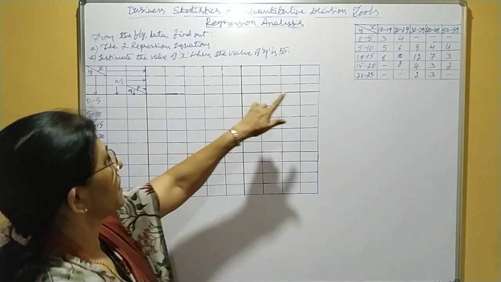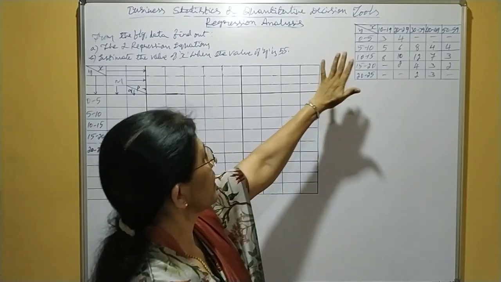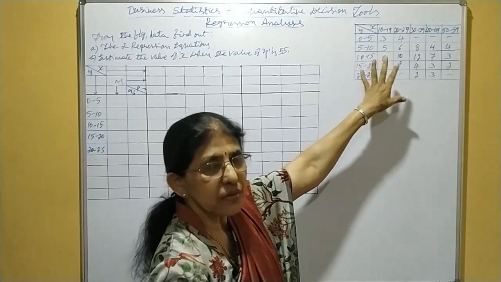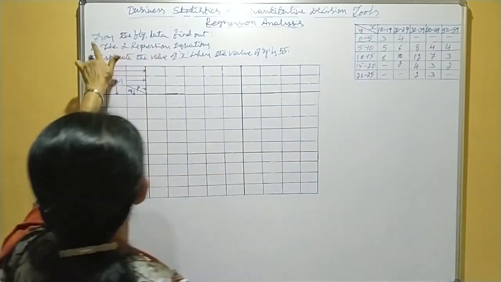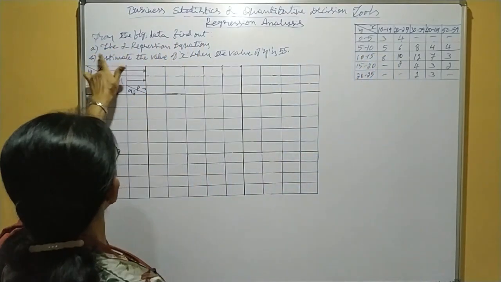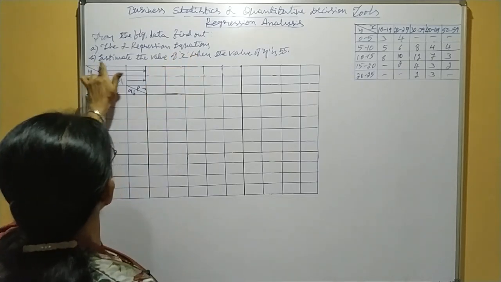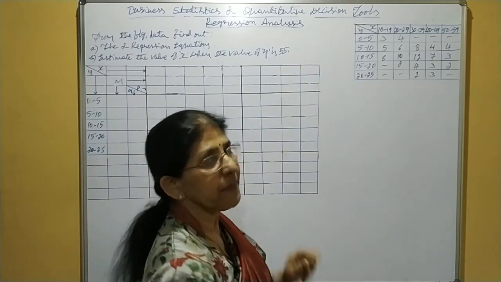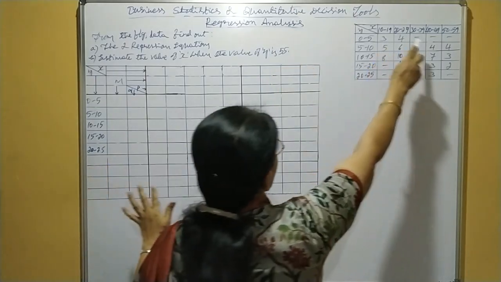Let us take the problem on grouped data. Here, grouped data is given in a two-way table. From the following data, find out the two regression equations and estimate the value of x when the value of y is 55.